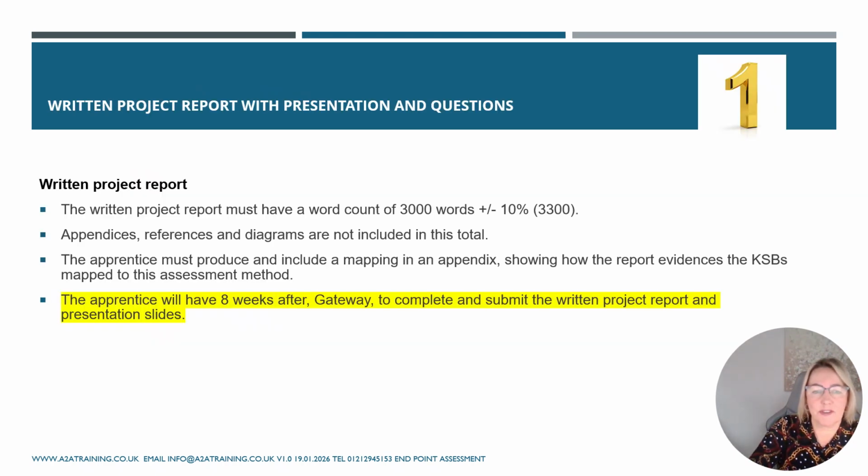So in terms of the written report at Gateway, you'll submit us a short scoping document of around 300 words to let us know what your project report will be on. You'll then begin work after Gateway, and you'll have 8 weeks to complete the full report of a maximum of 3,300 words, not including appendices, references and diagrams. You'll also upload this with a mapping document to show us where it meets each of the criteria and KSBs for this assessment.